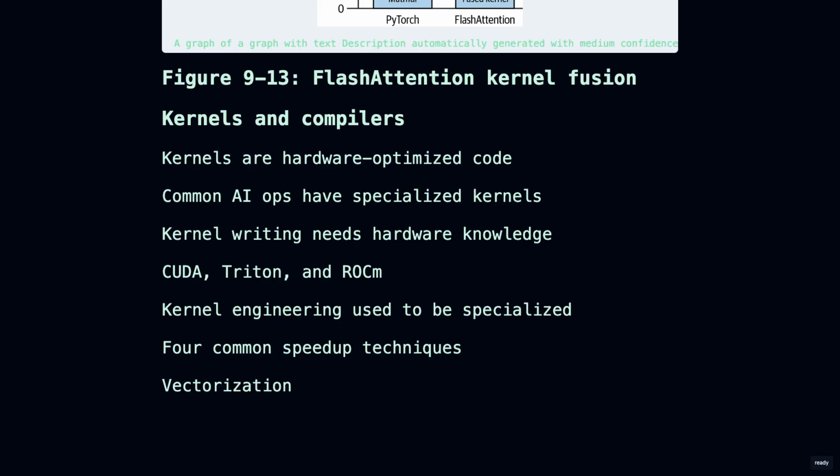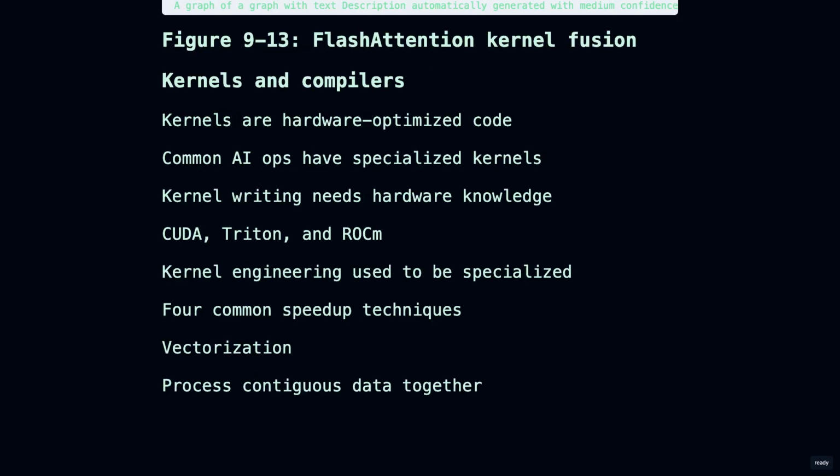Vectorization means processing multiple contiguous values at once instead of one by one. That reduces overhead and makes better use of the hardware. This works best when data is laid out contiguously in memory, because the hardware can fetch and compute on larger chunks more efficiently.